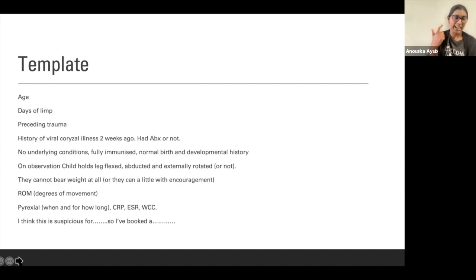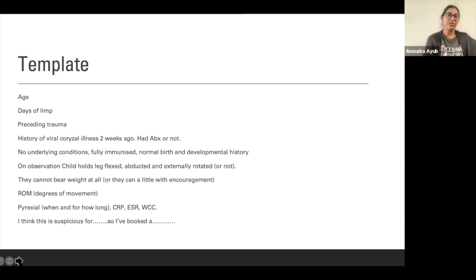So start off with the age and the number of days that the child has had the limp, whether there's been any preceding trauma. And you can present that in a kind of, well, the parents said that they fell over, but I'm not sure whether that's a red herring or whether that's actually part of the pathology here. That will be very impressive. Is there a history of a coryza illness or viral illness? Have they had antibiotics or not? Because antibiotics can cloud the picture. Is there any underlying condition? Are they fully immunized? Normal birth history, developmental history.